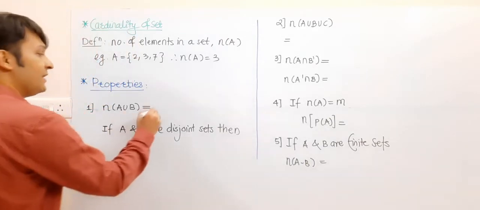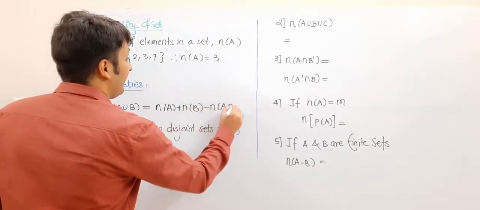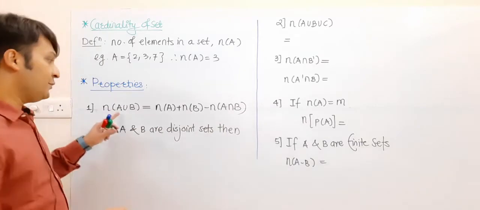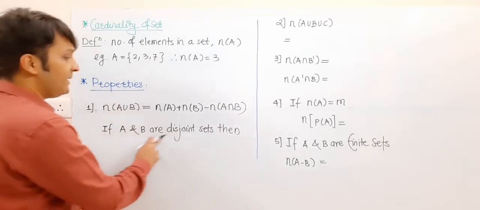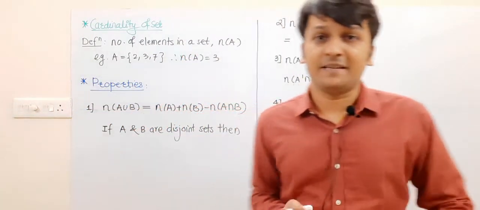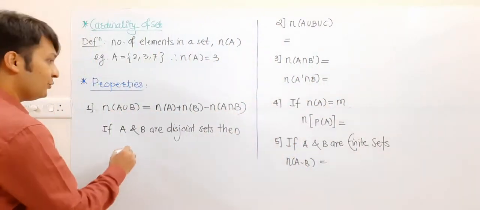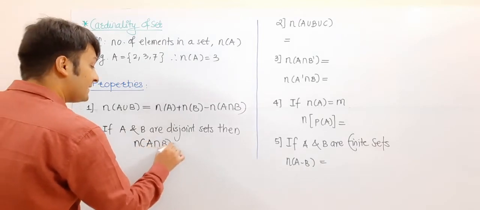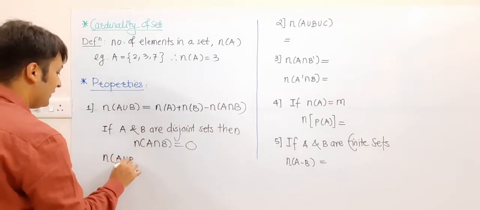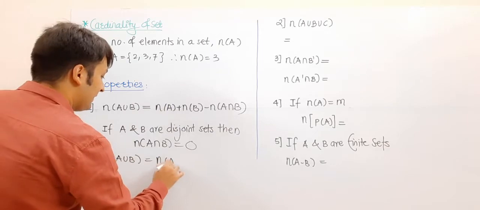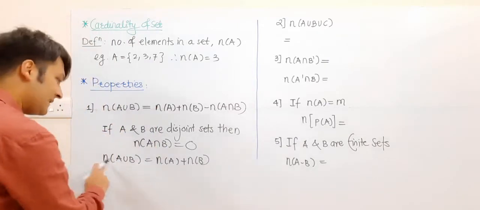Check. So what is n of A union B? n of A plus n of B minus n of A intersection B. Remember this formula. If A and B are disjoint sets, what do you mean by disjoint sets? Sets having no common elements. If there is no common element, what will be the intersection of these sets? It will be 0. Correct or not? I will put this intersection as 0 here. So I will get n of A union B is equal to n of A plus n of B. Why? Because this intersection is 0.